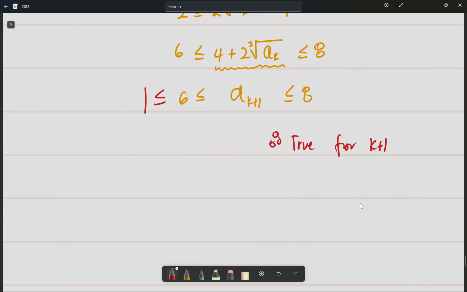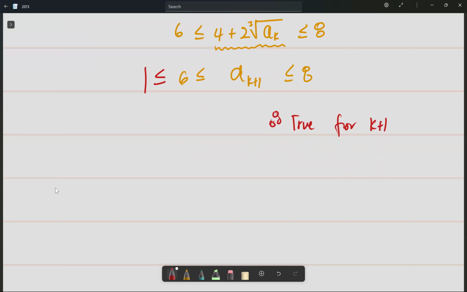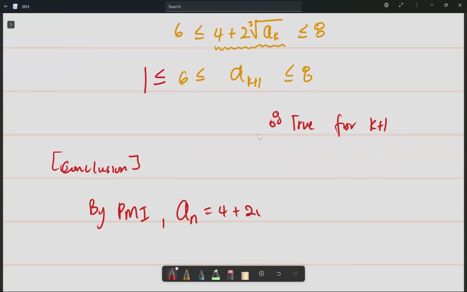The final step is to always have your conclusion. So for the conclusion, you clarify that by PMI, a of n equals 4 plus 2 cube roots.